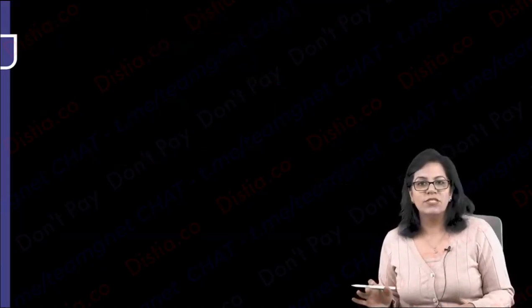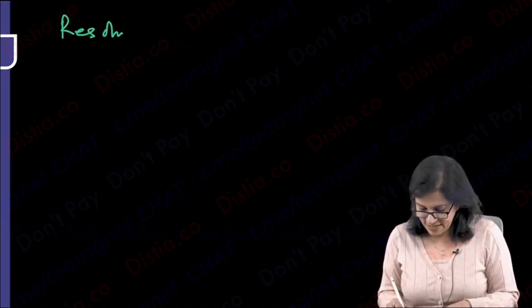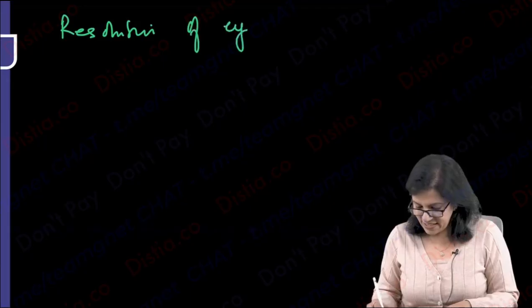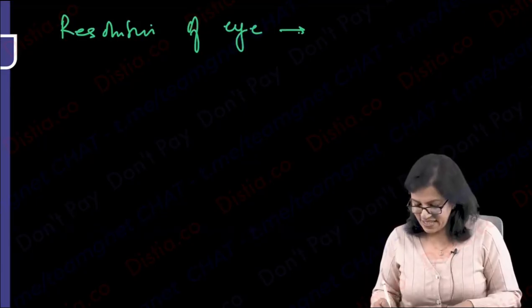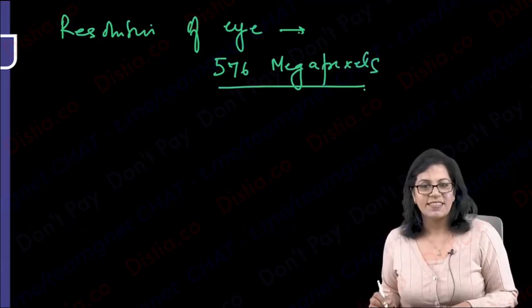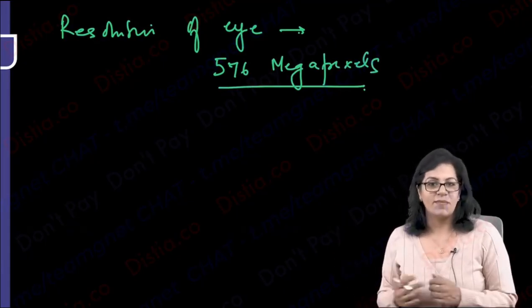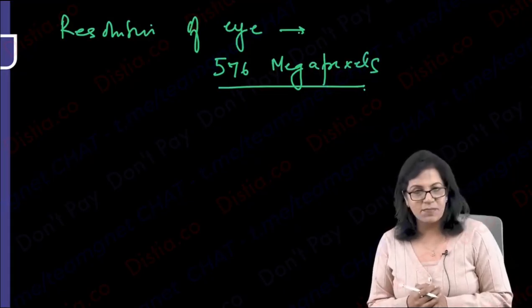So what is the resolution of your eye? We will just learn this. Resolution of the eye here is, just like in megapixels, we will learn it as 576 megapixels. Just imagine. Okay. So this is the resolution of your eye. Compare it with any better camera. It is much more, right? So it is 576 megapixels.